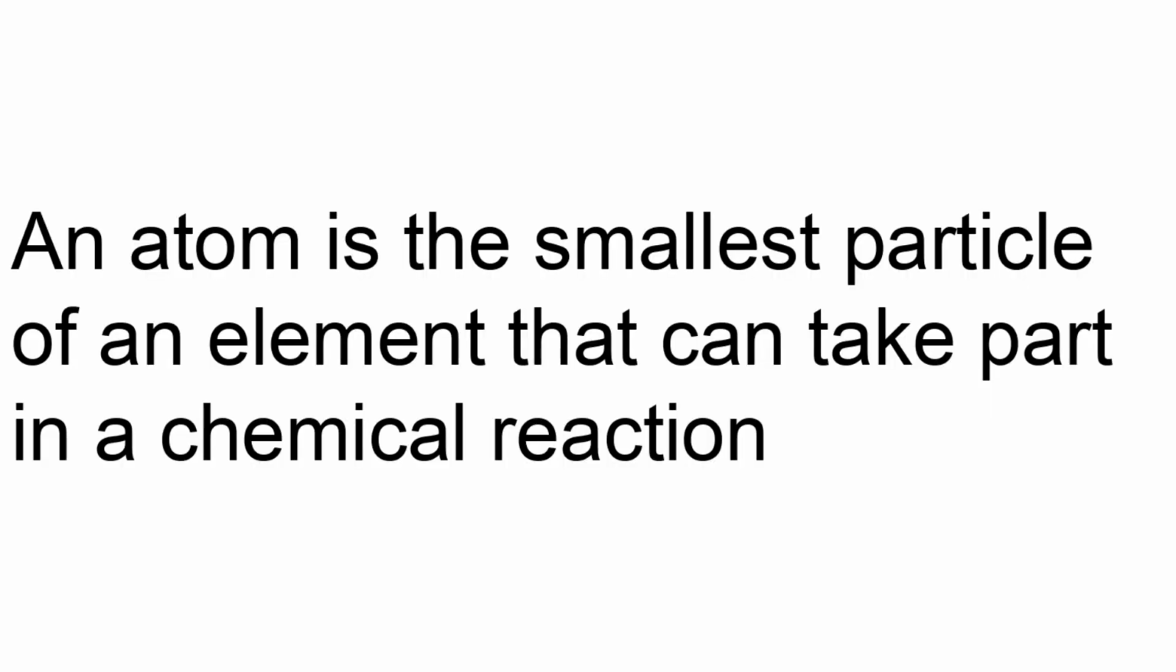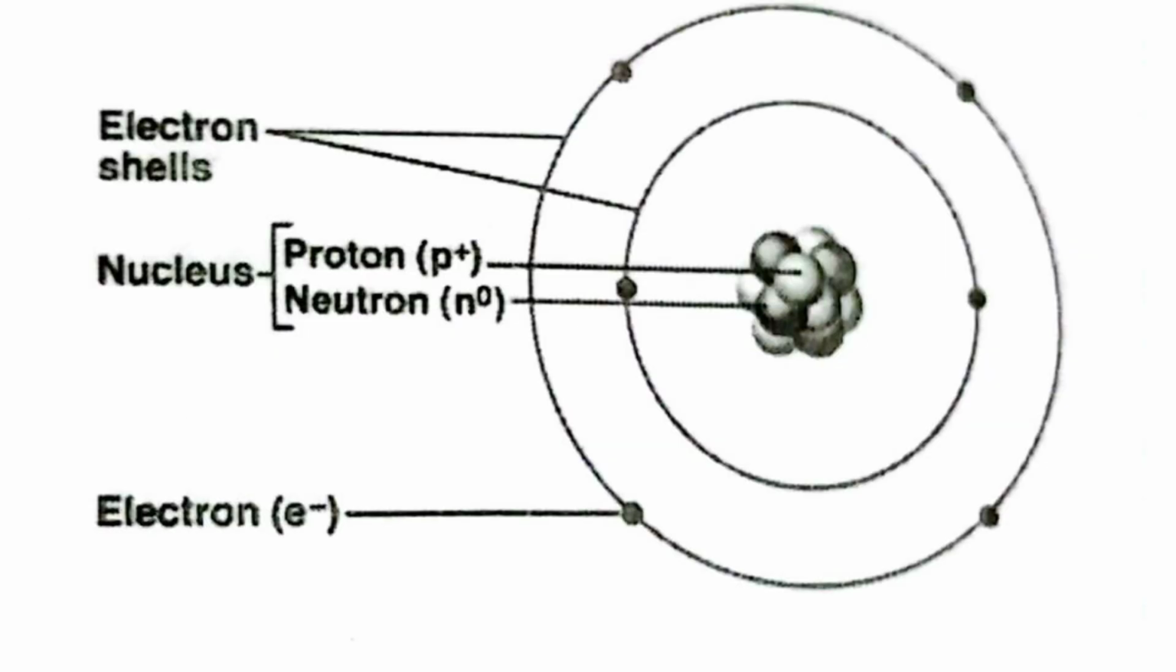Subatomic particles are small particles that are found in the atom. They constitute the atom. So this can be explained in the diagram alongside. So you can see inside the nucleus we have the nucleons, which are the protons and the neutrons. We have the electrons, which are found in energy levels. They are arranged in shells around the nucleus.